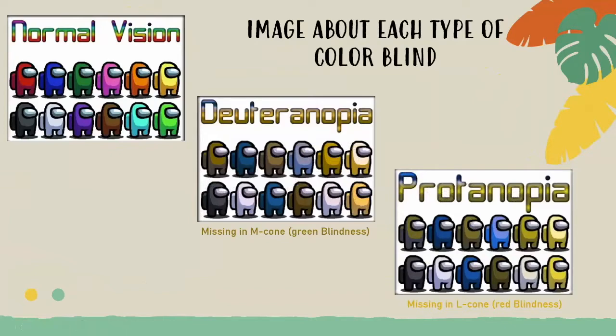As you see, a normal color vision can distinguish all the colors, while the condition of deuteranopia and protanopia, which is the red-green color blindness, they cannot distinguish between colors. They usually see a difference in colors, and maybe they see the same colors in some cases.